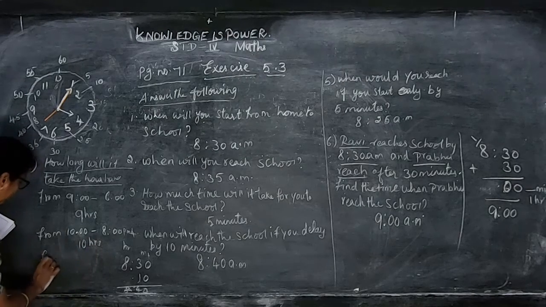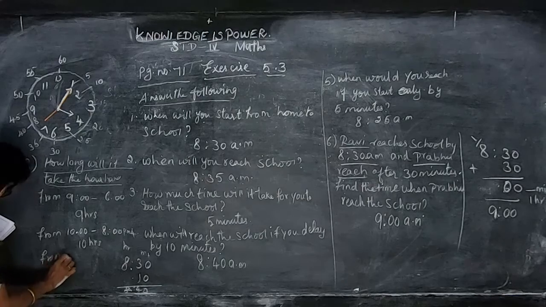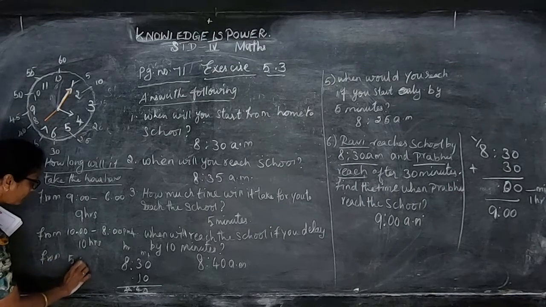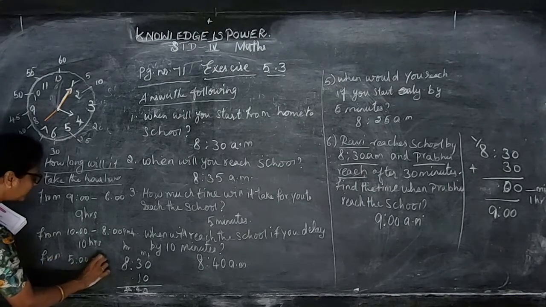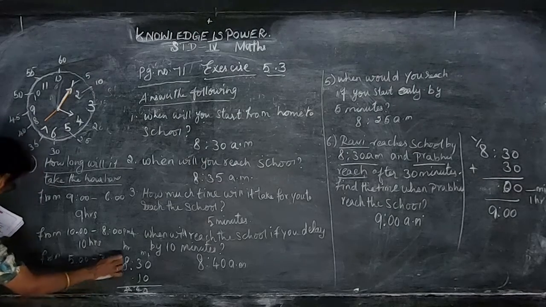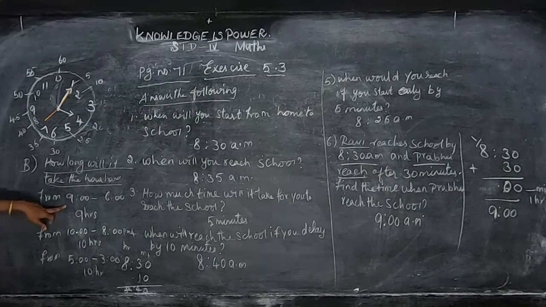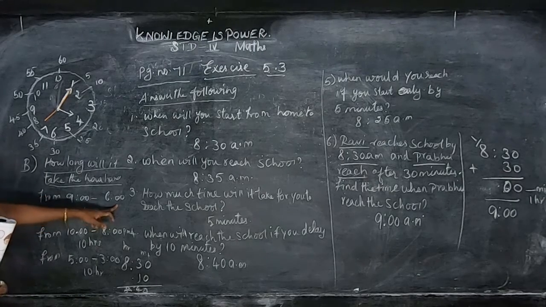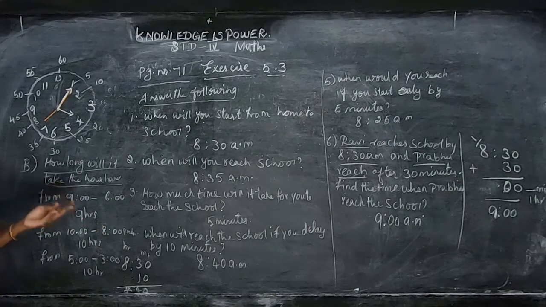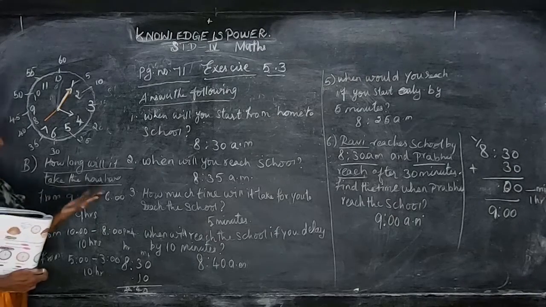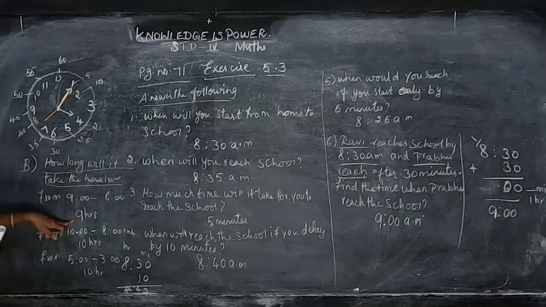Okay, from 5 o'clock, 3 o'clock, that gives you 10 hours. Okay, that is morning 9 o'clock to evening 6 o'clock. How many hours? You can count 9, after 10, 11, 12. After that 1, 2, 3, 4, 5, 6. That gives you the 9 hours.